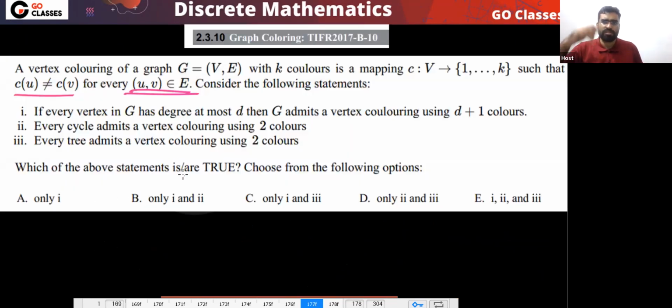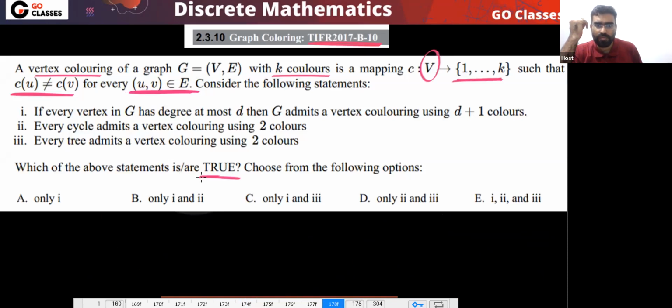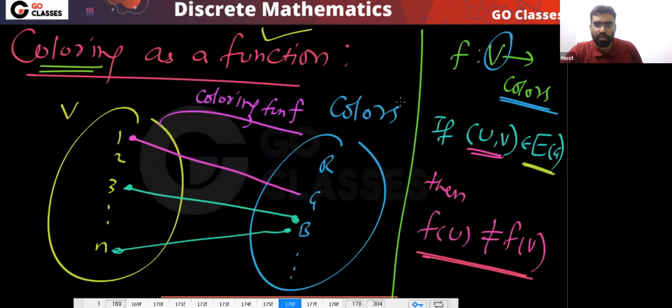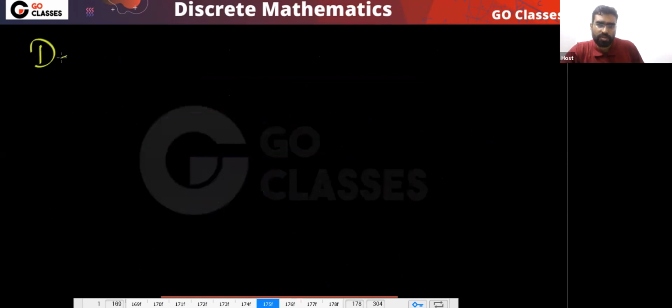So what is the answer for this question? Which statement is true? Three statements are given to you. Every tree admits a vertex coloring using two colors. Remember, this question is not talking about chromatic number. The question is talking about vertex coloring, k-colorable. This is the definition of k-colorable, not the definition of chromatic number.